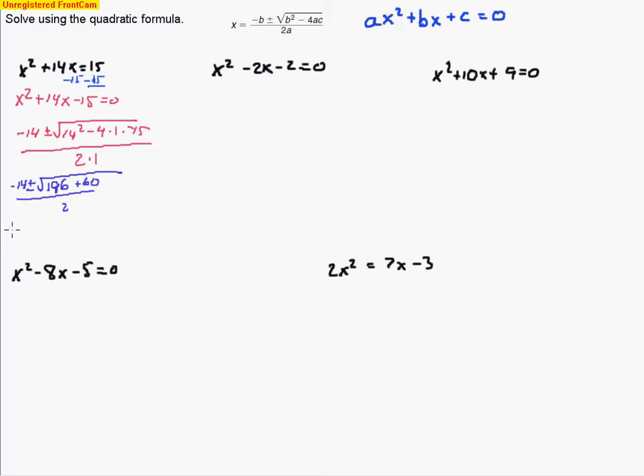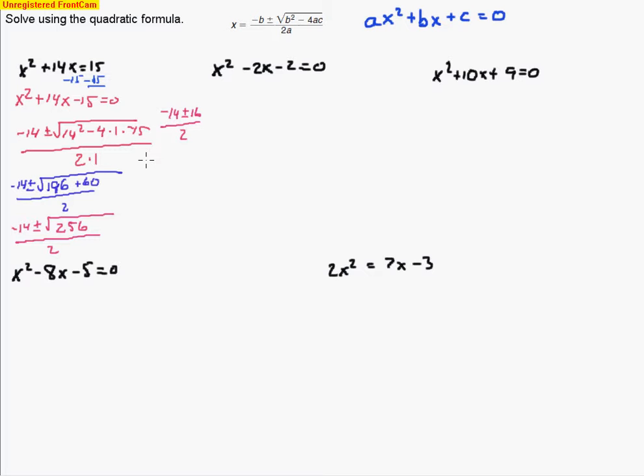When I do that, I have negative 14 plus or minus the square root. And when I add 196 and 60, I end up with 256, all over 2. Well, when I take the square root of 256, it ends up being 16. So I have negative 14 plus or minus 16 over 2.